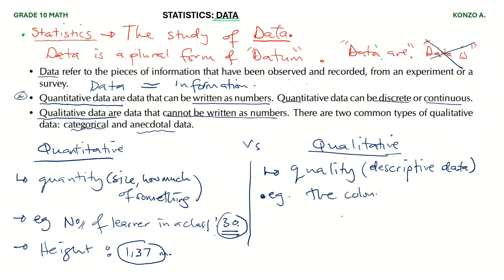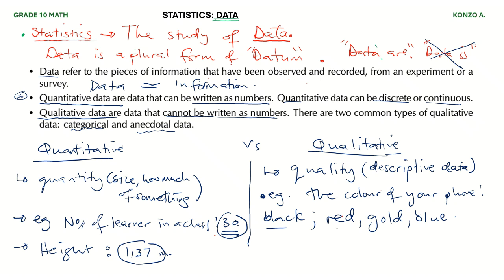The color of your phone, for example. Someone may tell me, my phone is black, and some may say, oh, mine is red. Someone may tell you mine is gold. Someone may say mine is blue. Now, you notice that we cannot write this as a number, right? We can't write black as a number. So this kind of data is called qualitative because it's describing or giving us a quality of a particular object, in which case the object in this example would be the phone, or the piece of information we're studying is the phone.